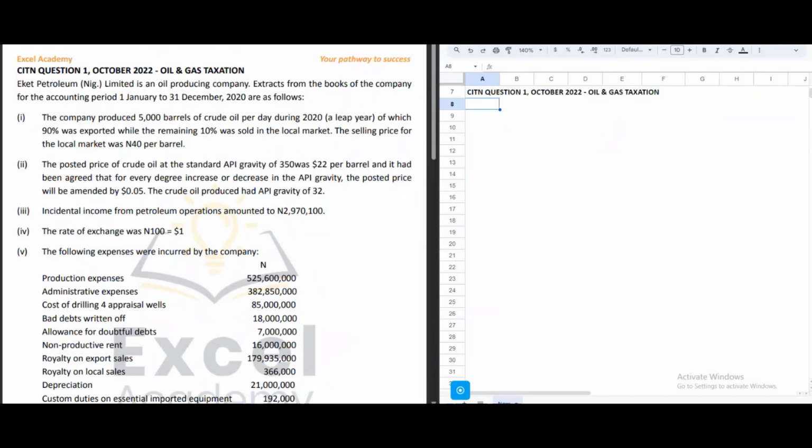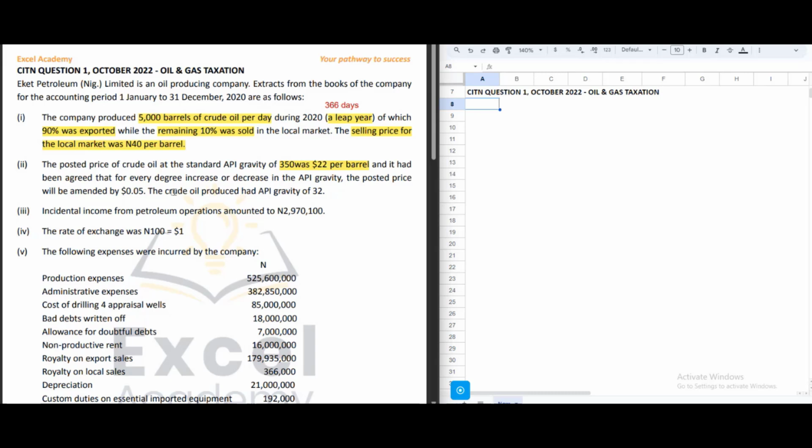We're told that the company produced 5,000 barrels of crude oil per day during 2020, and 2020 is a leap year. So how many days are in a leap year? 366 days. Then we're told that 90% was exported, while 10% are local sales. The selling price for local sales is 40 naira per barrel. The posted price of the crude oil at the standard API gravity of 35 degrees was $22 per barrel.